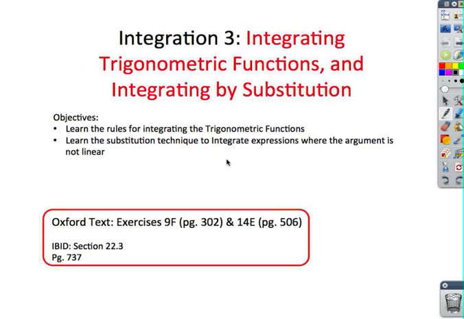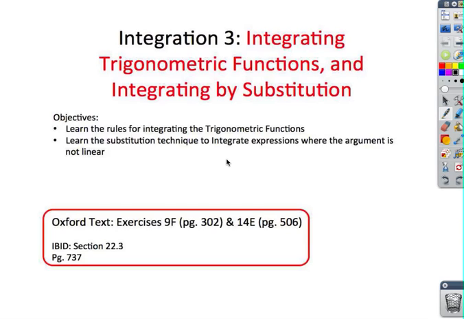Just to recap where you've come from, remember you've learned now the power rule, the constant rule, the constant multiple rule, and also the sum and difference rule. And then in the last lesson, you also learned the rules for integrating the functions e to the x, and ln x, or I guess the integral of 1 over x, which is ln x. And you also learned how to integrate with a linear argument.